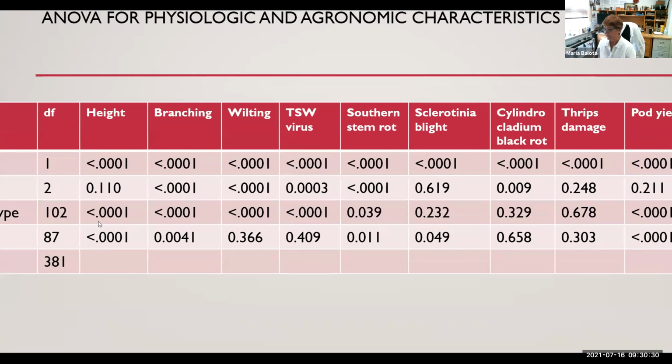Genotype also had a significant effect, but not significant for sclerotinia, CBR, and thrips damage. And the interaction was not significant for wilting. The same varieties that wilted badly in 1 year were the same in the other year. Tomato spotted wilt virus, I would say, sclerotinia blight, CBR, and thrips damage.